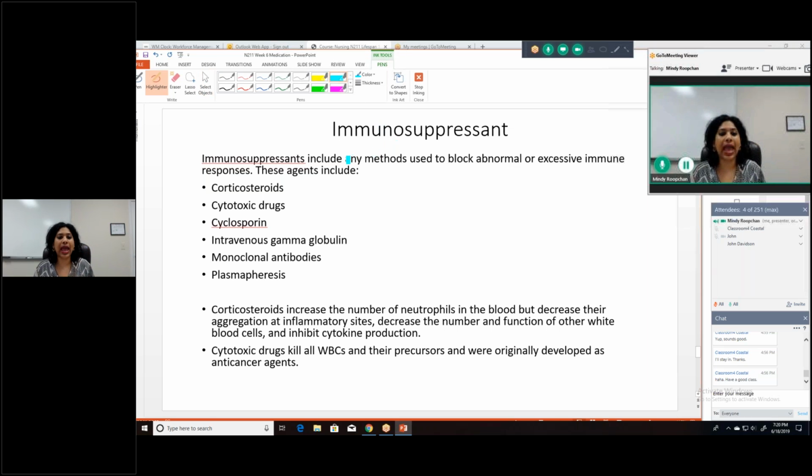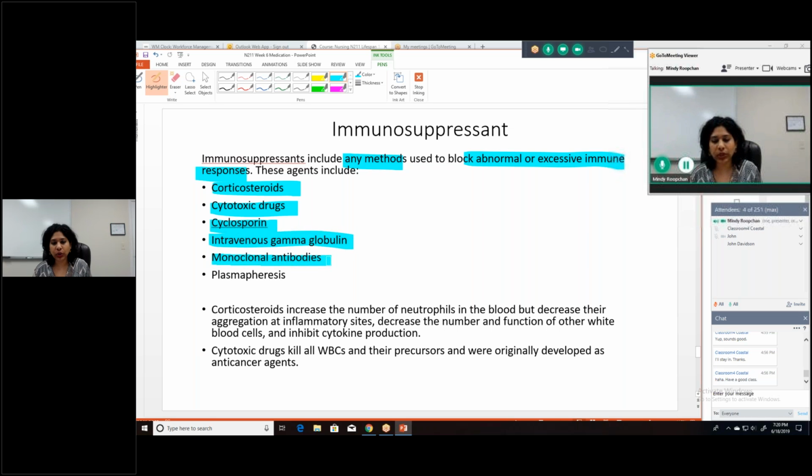Immunosuppressants, they include any method to block abnormal or excessive immune response. Immunosuppressants block the immune response. They include your corticosteroids, your cytotoxic drugs, your cyclosporins, your intravenous gamma globulins, monoclonal antibodies, and plasmapheresis. Corticosteroids increase the amount of neutrophils in the blood, but decrease their aggregation at the inflammatory sites. Cytotoxic drugs, they kill all WBCs and their precursors.